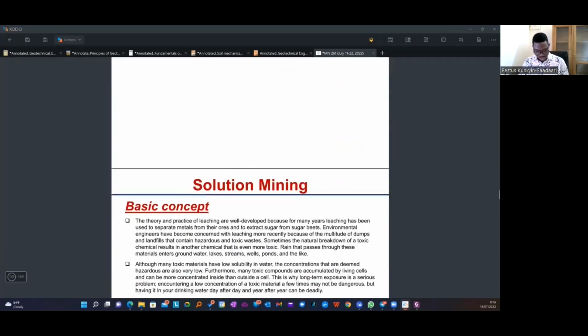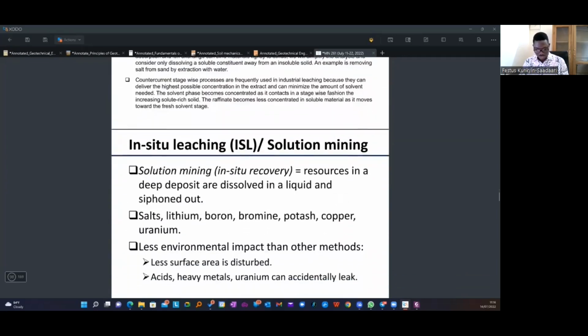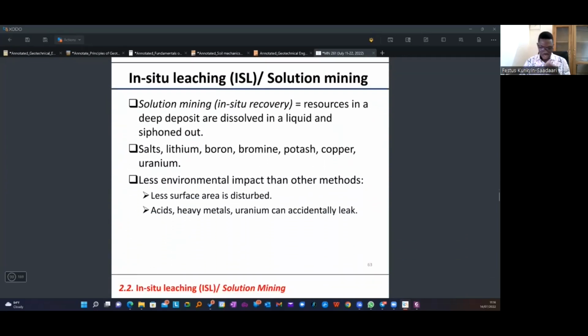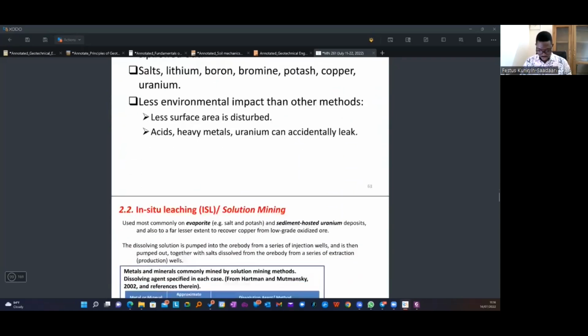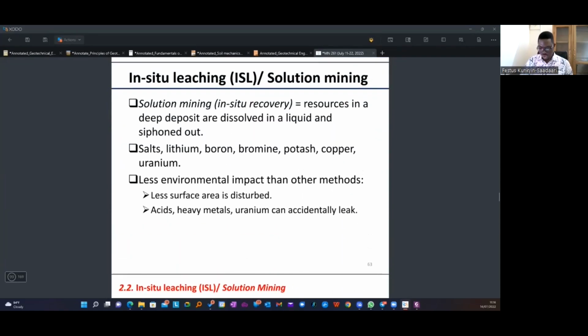So let's have a look at what we call solution mining. We don't usually do this in Ghana, so I will just brush over that and then we'll go. Solution mining, when we say solution, is wherever you have a mineral of interest and your intention is to make sure the mineral of interest dissolves into a liquid form for you to extract. That is solution.